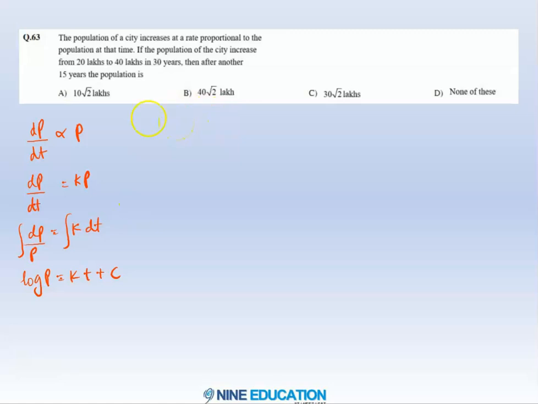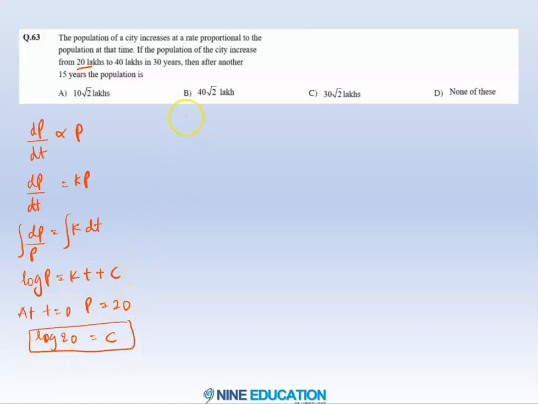So if you observe, the population of a city increases from 20 lakh to 40 lakh in 30 years. What does that mean? Initially it was 20 lakh. So at t equal to 0, p was 20 lakhs. So I can say log 20 is equal to k into 0. So the first term is gone. We have c equal to log 20.